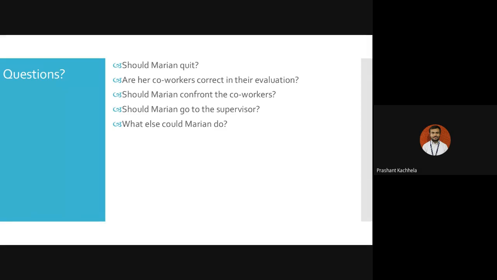Some people are saying that no, we should not do it, otherwise it can lead to other problems, while many of the people are saying that yes, she should confront them. Okay, then let's go for the next question. It says: should Marian go to the supervisor about this incident? What do you suggest? Ritesh is saying yes.